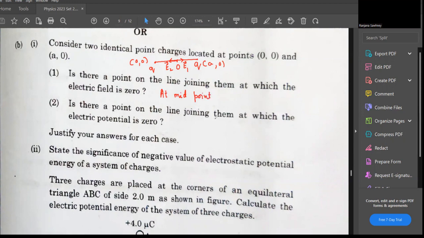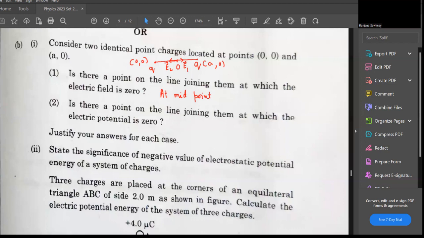Is there a point on the line joining at which the electric potential is 0? Potential cannot be 0. Why? Because it's a scalar quantity. Here, the potentials due to these two charges will be added up. As electric field is a vector quantity, the resultant electric field at the midpoint will be 0. But the potential at any point can never be equal to 0.